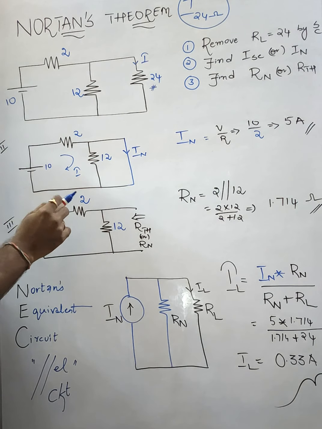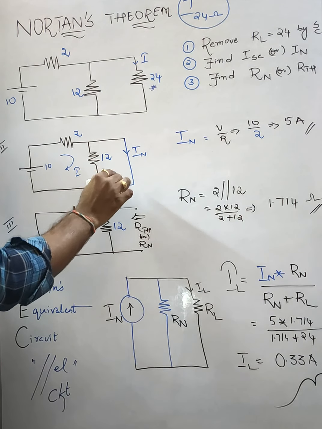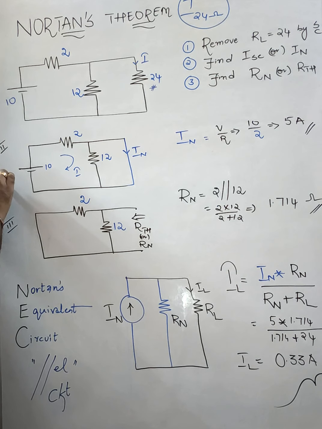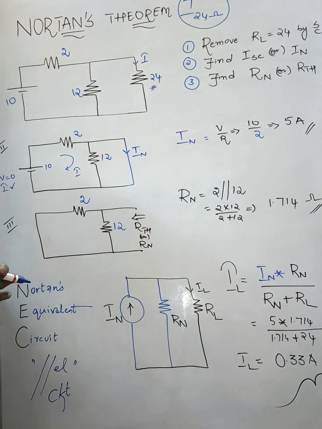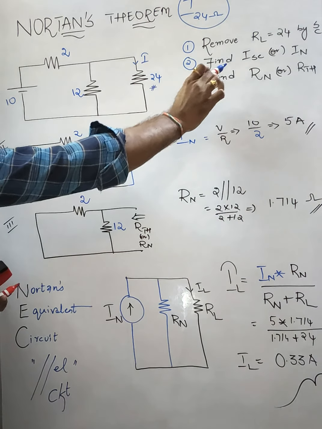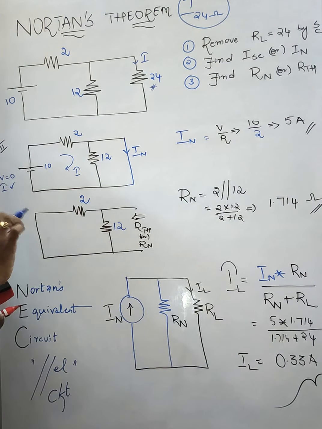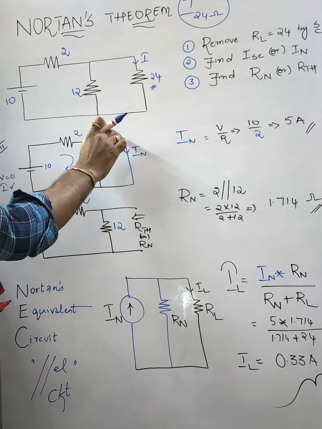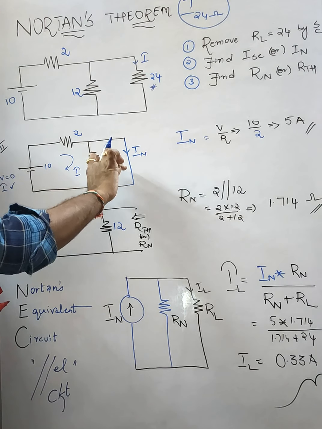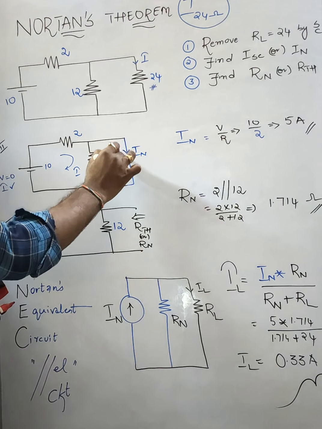The second step: when I make it a short circuit, there's no chance of voltage here. The voltage becomes 0, but I would like to find the current flowing through that short. That current is the Norton current, or else the short circuit current. Same circuit, but remove the load resistance, short circuit this branch, and find the current.